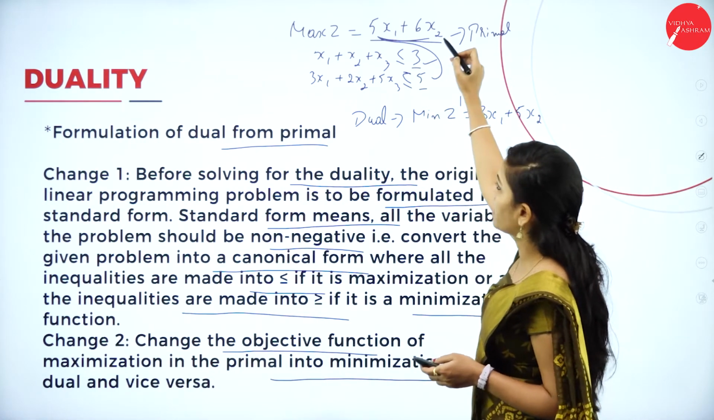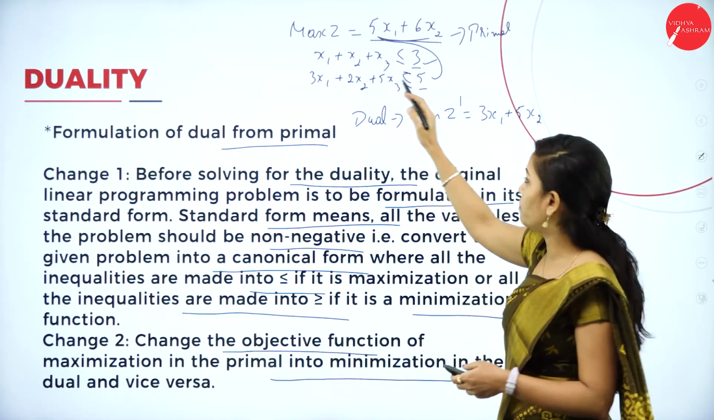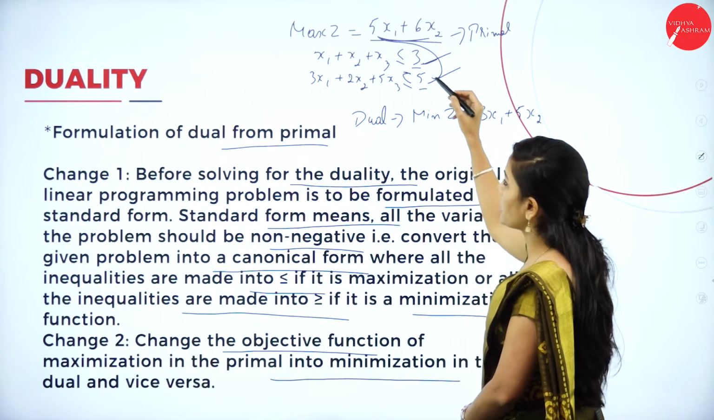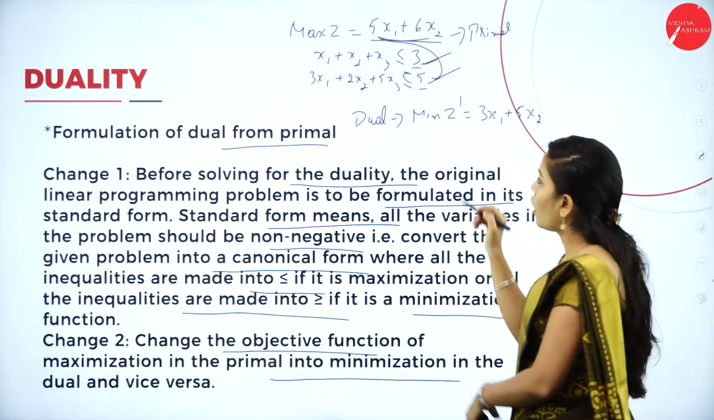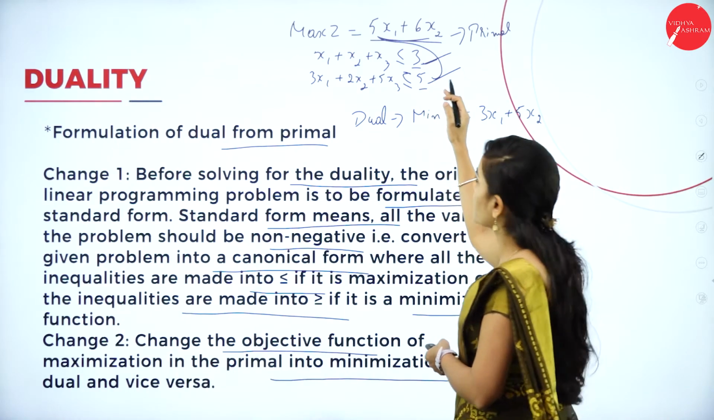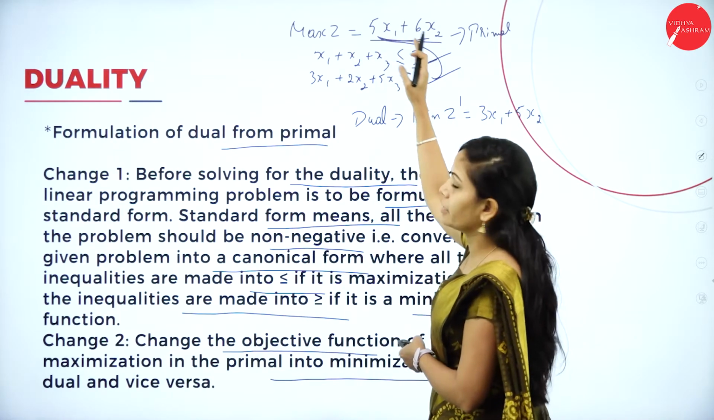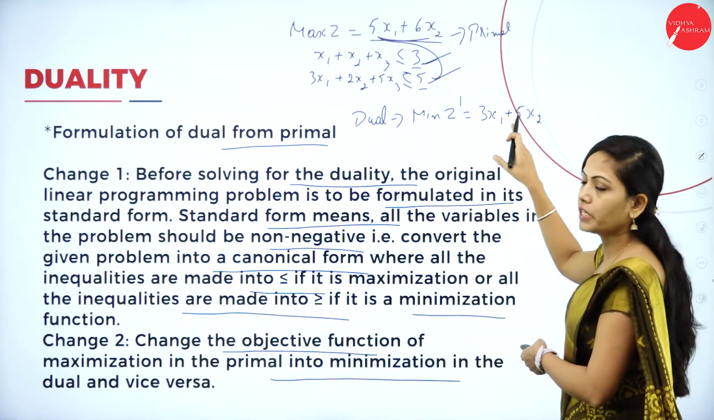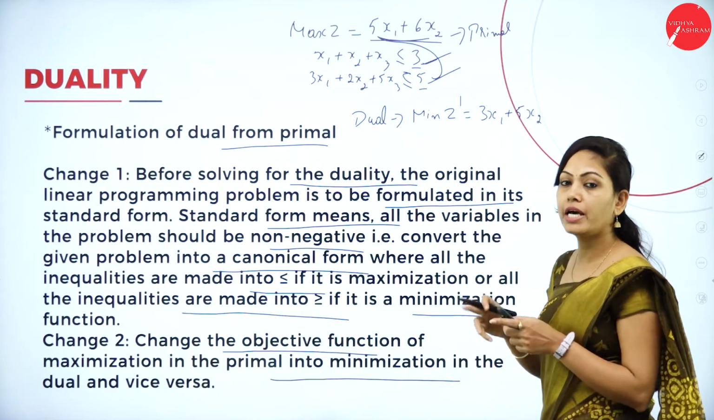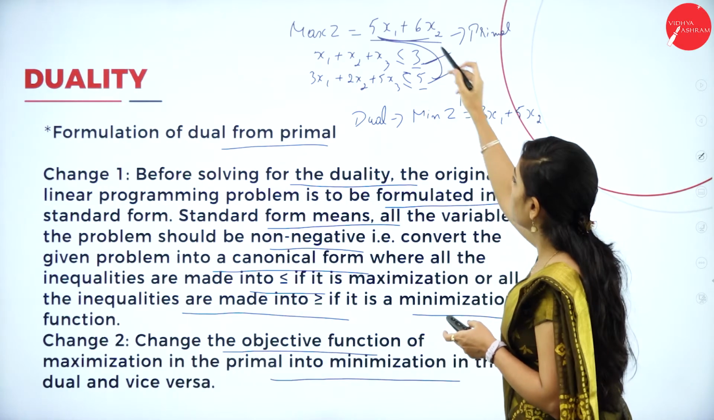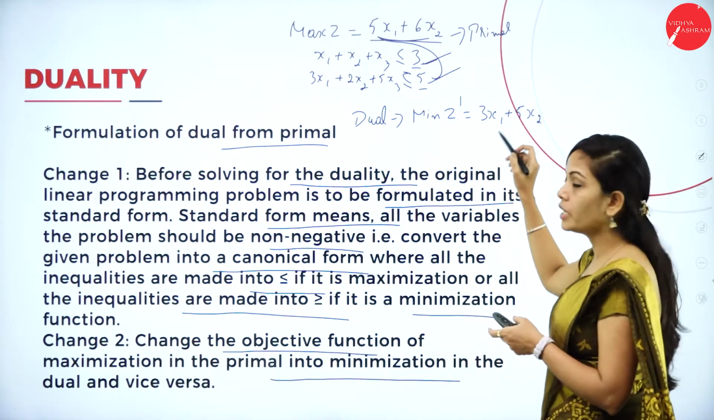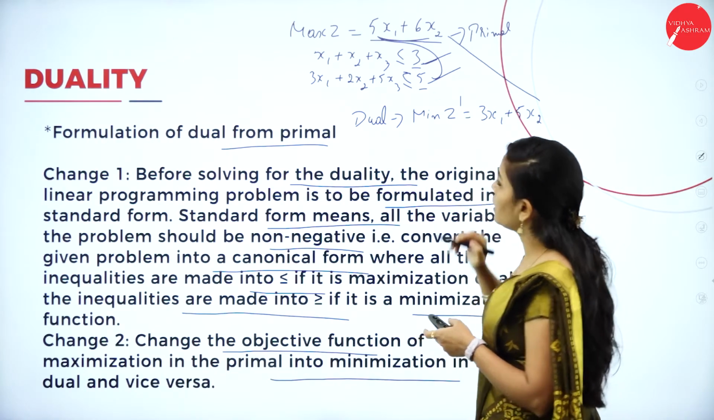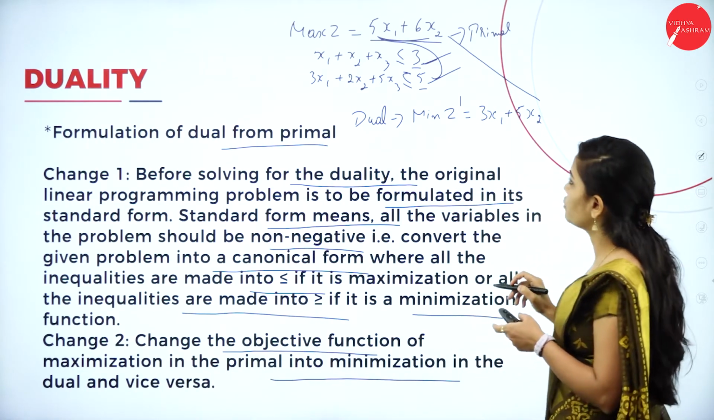So this is my primal problem, that means the original problem. Here in the RHS I have 3 and 5. All these RHS values will become the coefficients of the objective function. So this 3 and 5 become the coefficients of the objective function, which is called the dual. So this is the primal and dual of the objective function.